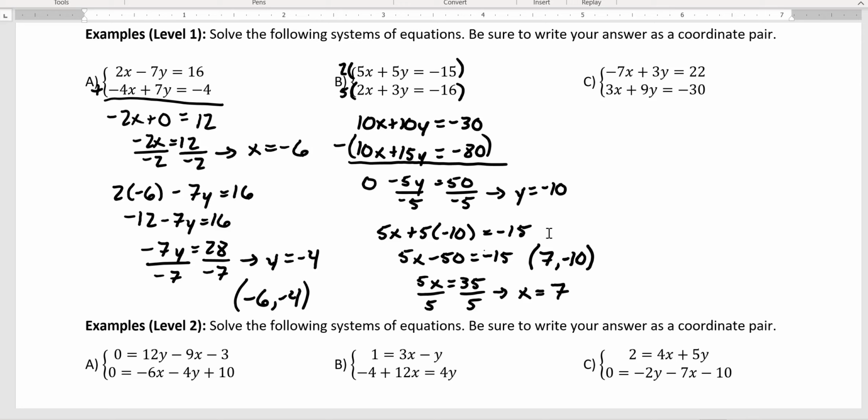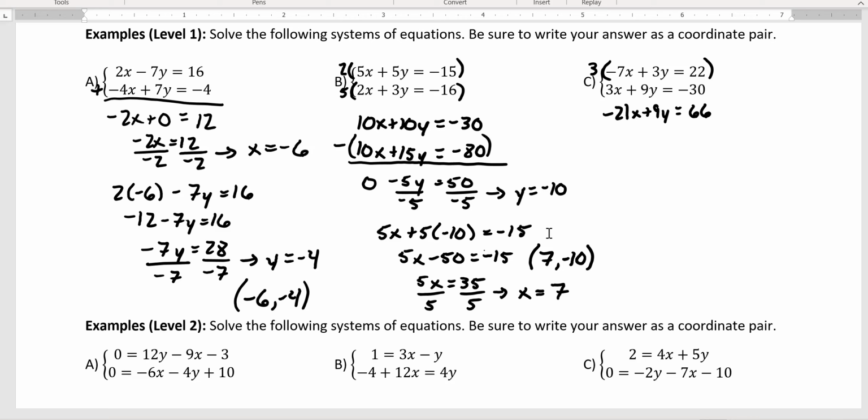Very nice. All right, last one. Letter C. Oh boy. Let's multiply this top equation by 3 so that we can eliminate the y's. So I'm going to have negative 21x plus 9y equals 3 times 22 is 66.